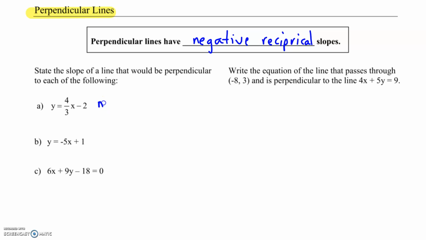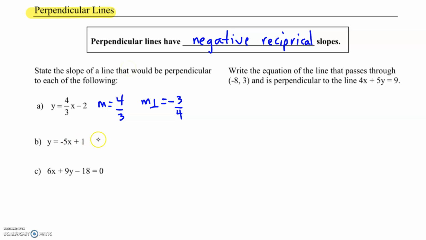So we'll start by stating the slope. The slope would be 4/3. And now we'll state the perpendicular slope. So the perpendicular slope, we have to get the reciprocal, which means we flip. So it becomes 3/4. But it's a negative reciprocal. And what that means is the opposite sign. So if my original slope is positive, my perpendicular slope has to be negative.